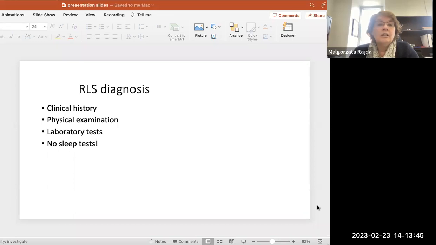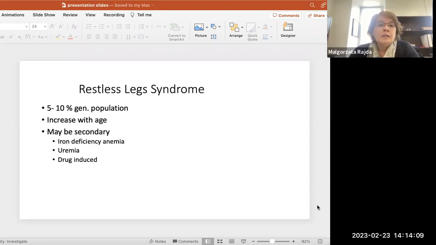As I mentioned, the clinical history is the mainstay of diagnosis. We do a physical examination to rule out some primary causes. Same with laboratory tests, but we do not need to do any sleep tests. So a patient with restless legs does not need to be referred for a polysomnography or other sleep study. It affects an estimated 5 to 10% of the general population. It becomes more common as we grow older, and it's very commonly associated with iron deficiency or kidney failure. It's something that is very commonly seen in dialysis units.